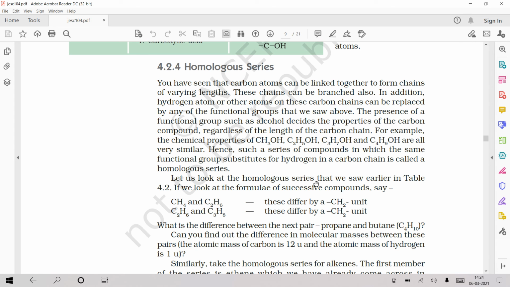So all the compounds in a particular group differ by one CH2 unit, and they all will have similar properties. They are all similar compounds. Their nature will be similar, but there are small differences. So they are called a homologous series. This is the alkane homologous series that we discussed now.